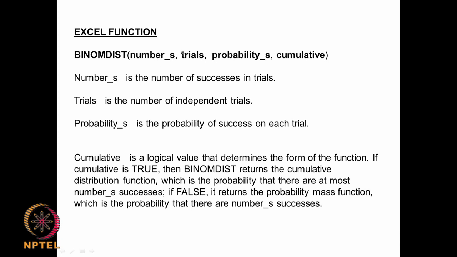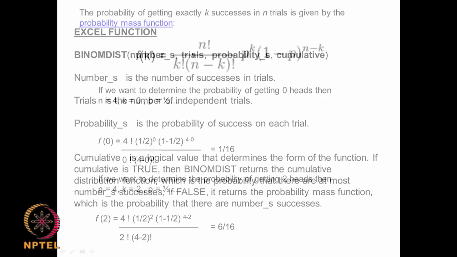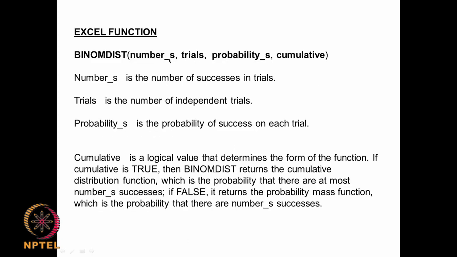Okay, so trials is n in the equation, number S is the success, k, probability is your p, small p, and here we put true or false. If you put false, it gives you the exact answer.